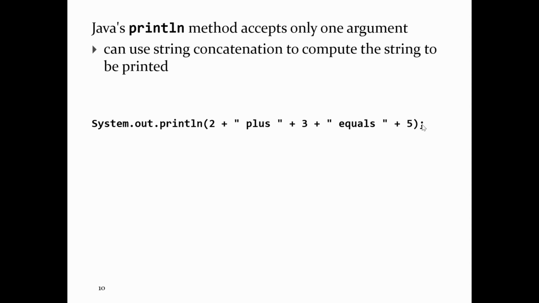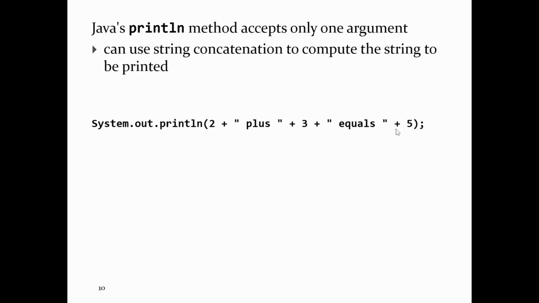So if you want to print out the string 2 plus 3 equals 5, and you want to make it by joining a bunch of other stuff together, you have to use the plus or the concatenation operator here. This line of code takes the integer value 2, then we've got the plus sign, we've got a string, plus sign, then the 3, then a plus sign, then equals, then a plus sign, and 5.